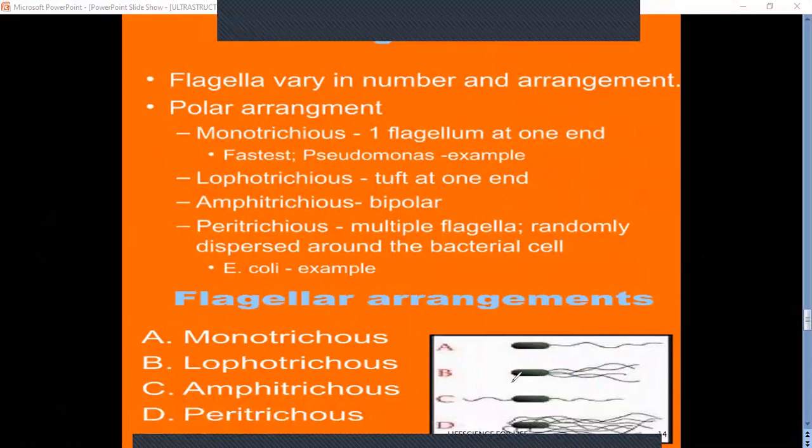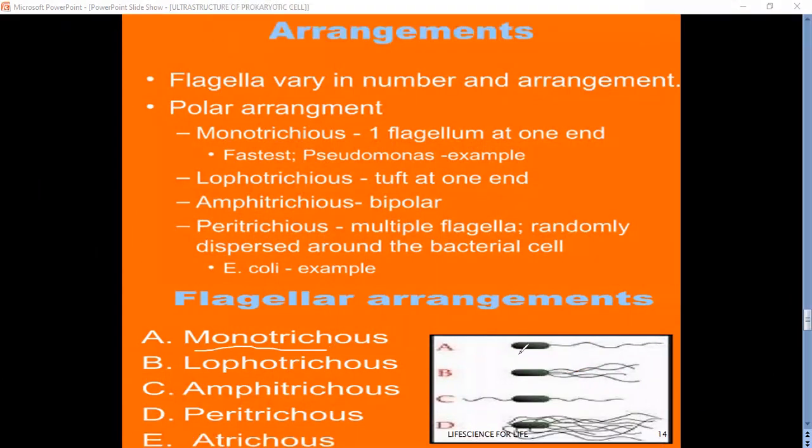And already I told that based on the position of flagella and the number of flagella, we are dividing flagellated bacteria into different types like monotrichous. Here it means bacteria having one flagellum at one end. Lophotrichous, bacteria having a tuft of flagella at one end. Amphitrichous, having a single flagellum at both ends. Peritrichous, having flagella over the whole body, is called peritrichous.